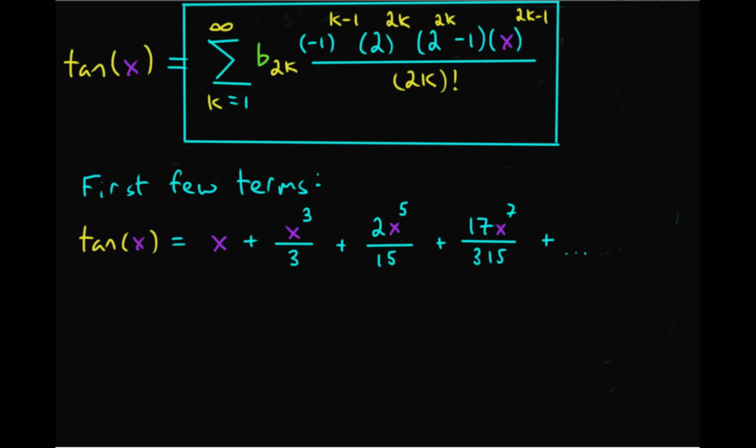So there you have it. We've derived Taylor series for cotangent of x and tangent of x in terms of the Bernoulli numbers, which is a pretty unexpected, I think, and awesome result.